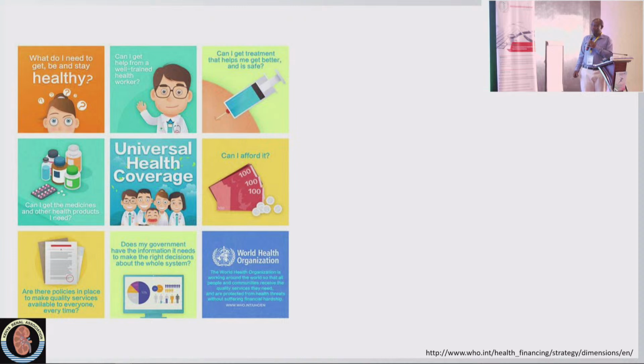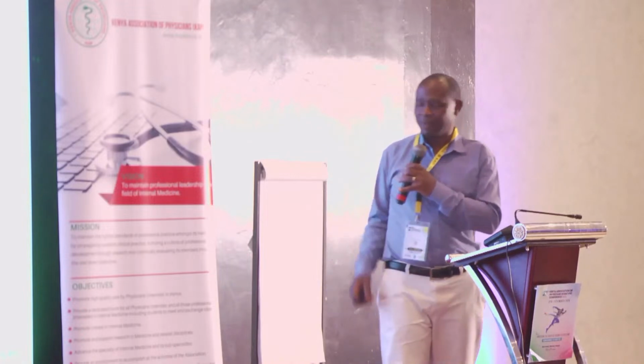But we are also looking at things like, can I afford it? Can I get medicines and other health products that I need? Is it available? Are there policies in place to make quality services available to everyone? Right now the government is going through different policy measures, and we have been asked to be involved, but sometimes the apathy does not come from us alone. It also comes from the fact that the people who are involving you are involving you just for the sake of ticking certain boxes. So I hope that they can be ticked better.